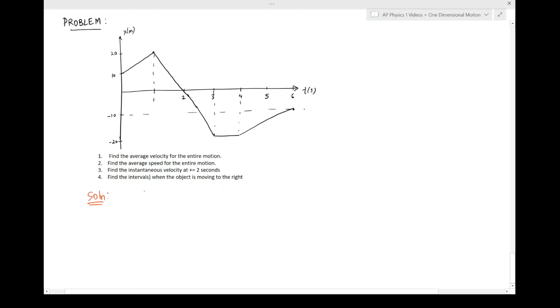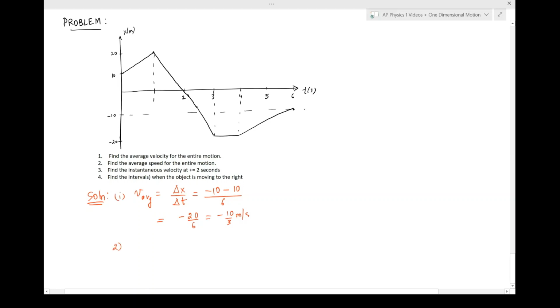What do we know about average velocity? Let's first write down the formula. We know that the average velocity is equal to the displacement over the time interval. Now, when the object goes from 0 to 6 seconds, at 0 seconds, where is the object? It's at 10. And at 6 seconds, the object is at minus 10. So the displacement of the object is the final position minus the initial position. And then we'll divide this simply by the time interval, and we will end up with negative 20 over 6, which is negative 10 over 3 meters per second, or you can write negative 3.33. So this is the answer to part 1.